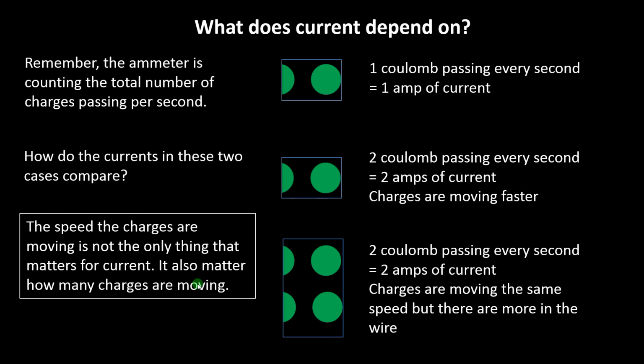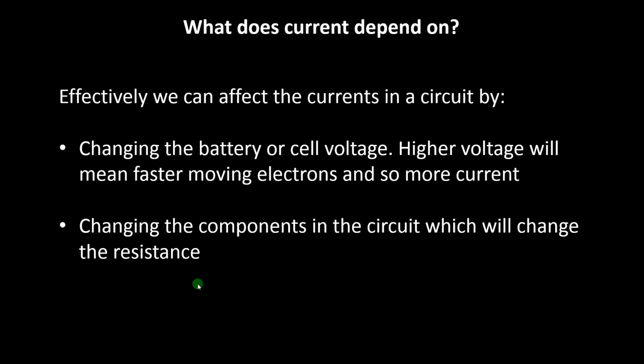So in practice then, what things can we change in the circuit that will affect it? Well, given that the battery causes the current to flow in the first place, it makes sense that if we have a higher voltage on the battery or the cell, then that means we'll get faster moving electrons and so more current. And the last thing that can affect it is if we change the components in the circuit. By components I mean things like bulbs and resistors. If we use different components, it will change the current in the whole circuit and in the branch where we change the components as well. And the reason for that is that the components will have different resistances, and we'll talk about what resistance is in a separate video.